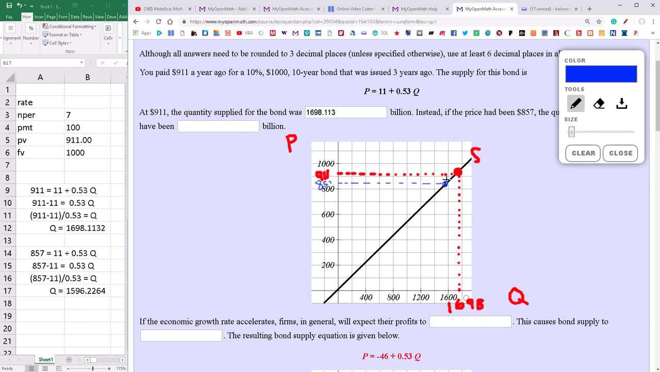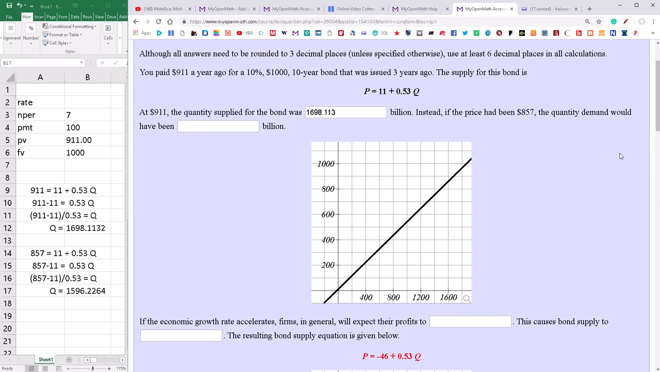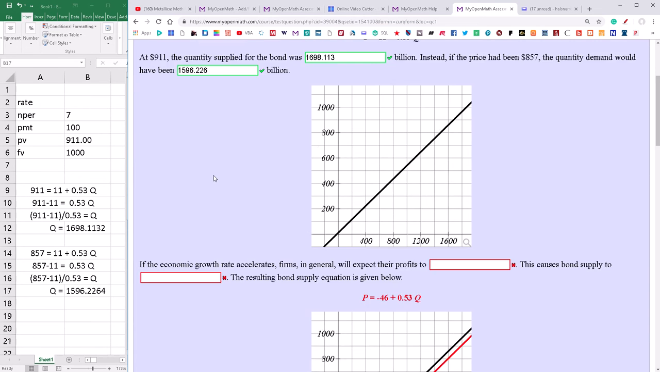And we see when we move down along the supply curve, our quantity supplied goes down as the price goes down. And it's 1596.226. Okay, we'll close it out. Hit enter and we got everything correct.